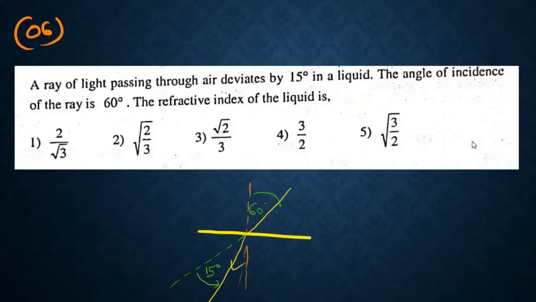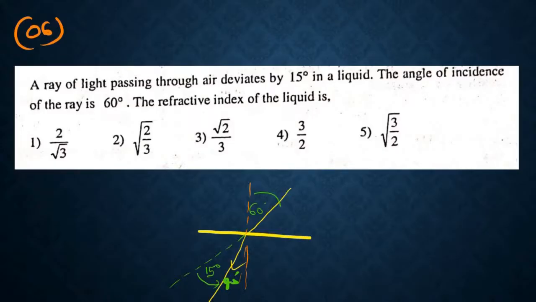Actually it's an easy question, I'm just giving it to you to warm up. A ray of light passing through the air deviates 15 degrees in a liquid. The angle of incidence of the ray is 60. The refractive index of the liquid is. So basically you should remember that the liquid, actually we can take it as it deviates inside towards the normal, so it should be 60 minus 15, it should be 45. That of course you can take it outside, but when it comes to an air to liquid situation, you should remember the liquid should be the rarer medium, right?